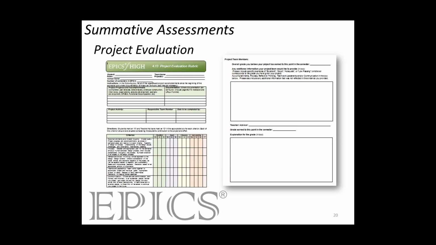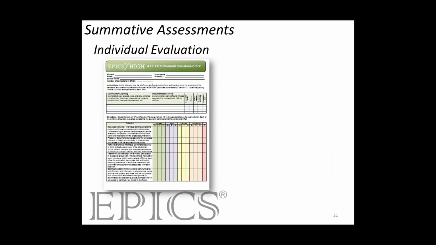And then there's a discussion that happens between the teacher and the students, so that they know what is happening, and there's no question. So it's just a clean-cut evaluation of the project.